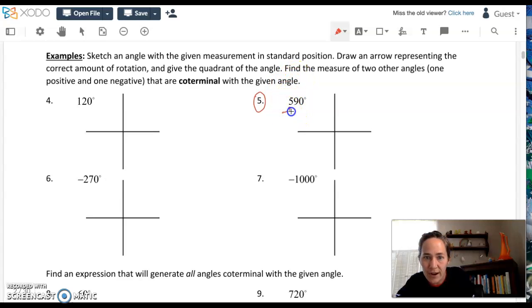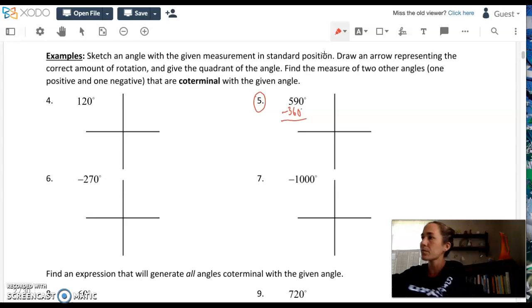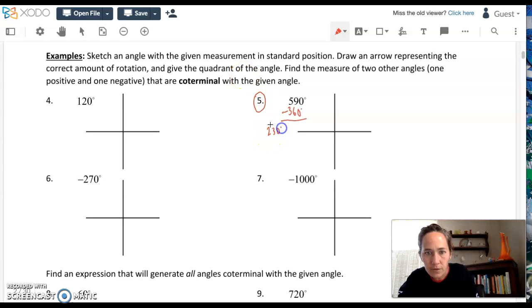I'm going to subtract 360 to get my bearings. So I'll subtract it, 590 minus 360, and you end up just getting 230 degrees. So I'll put that here, 230, a little bit easier to recognize. I want to circle that because that actually is going to turn out to be one of my future answers in this problem. Same thing, initial side has to be on positive x-axis.